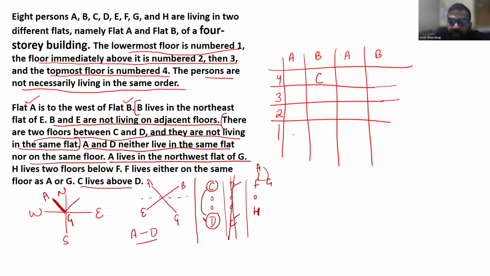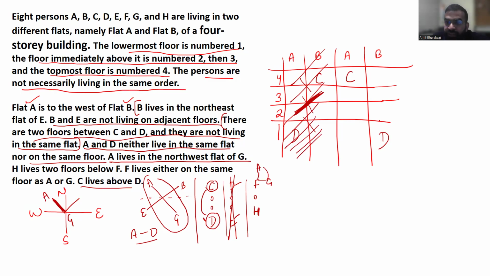Means if C is here, D is here, or if D is living in B, then C will live in flat A. This is the situation basically. Now this is clear to us. A and G will be in the north. This is the northwest, A and G. So in this question there are multiple situations, either this one, this one, this one. And for E and B we have only one situation, because northeast is this only. But there should be at least one floor between E and B. This is rejected, means this situation is also rejected. Only this is left.